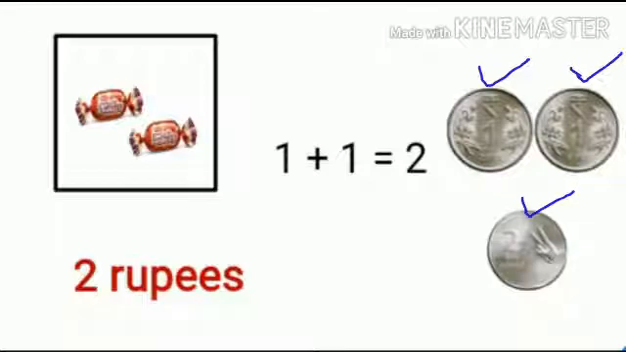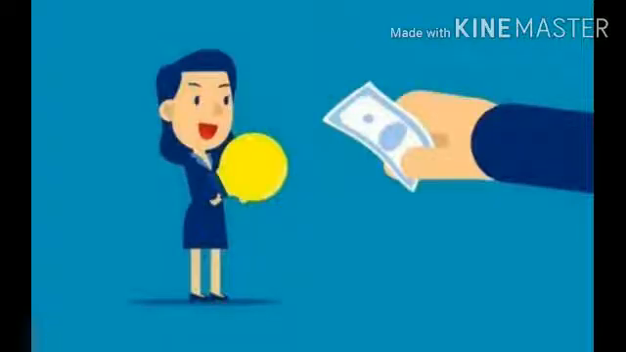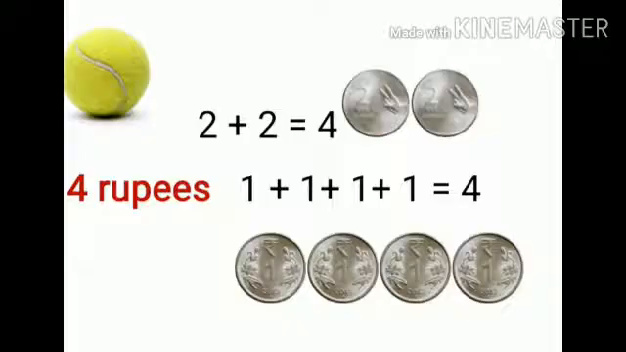Our next example is you want to buy a ball. The price of this ball is rupees 4. 2 plus 2 is equal to 4. So you can give 2 coins of 2 rupee. 1 plus 1 plus 1 plus 1 is equal to 4. So you can also give 4 coins of rupee 1.